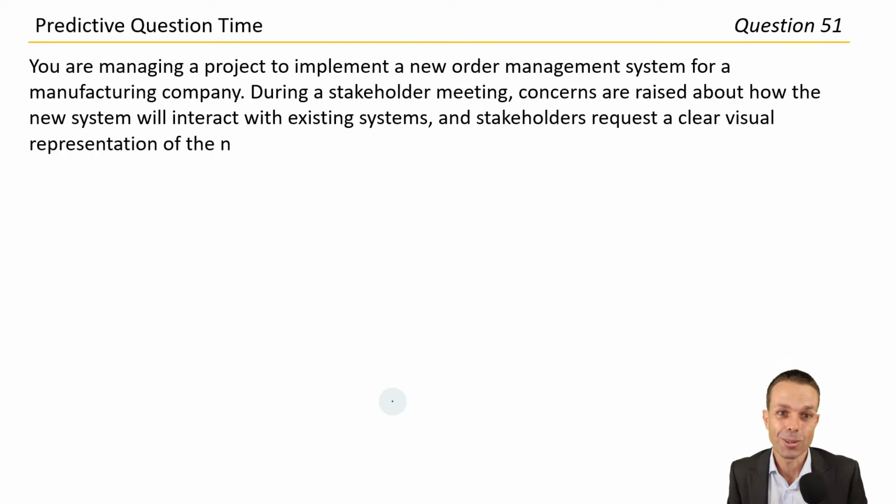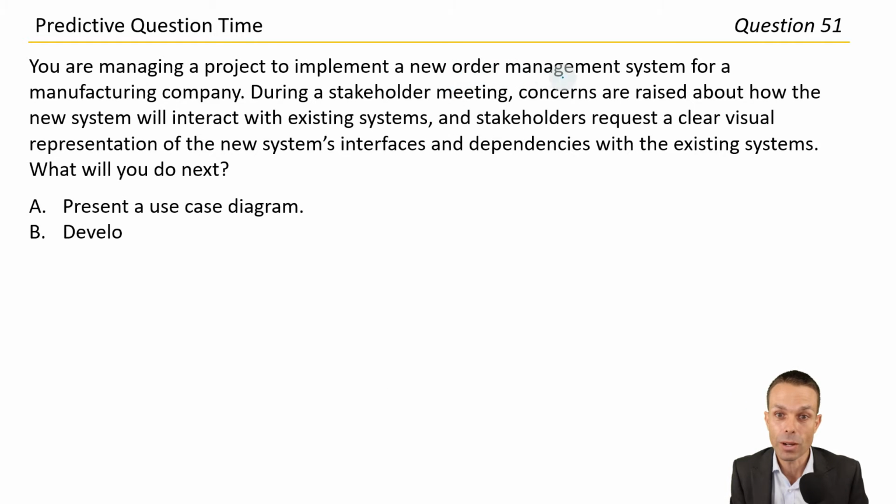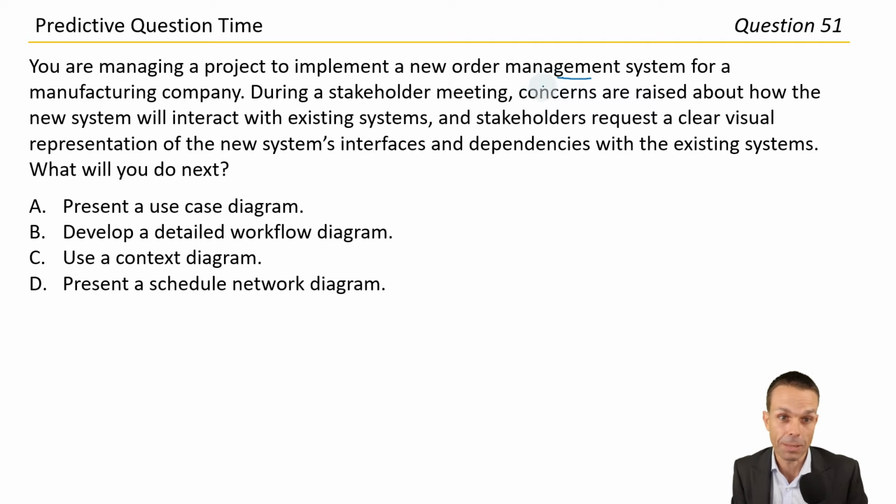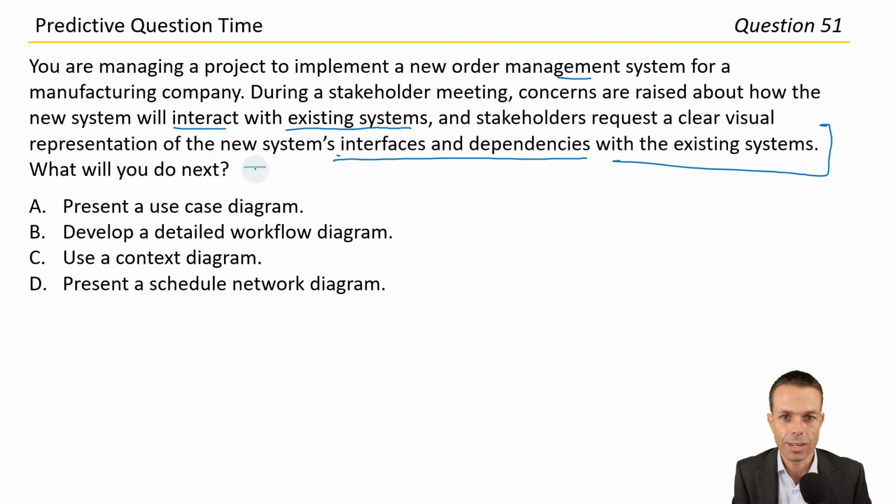You are managing a project to implement a new order management system for a manufacturing company. During a stakeholder meeting, concerns are raised about how the new system will interact with existing systems, and stakeholders request a clear visual representation of the new system's interfaces and dependencies. This might just be a diagram of some sort with the existing systems. What are we going to do next?